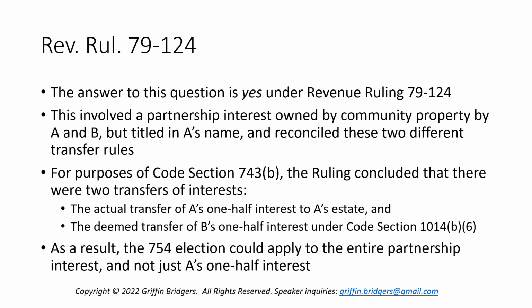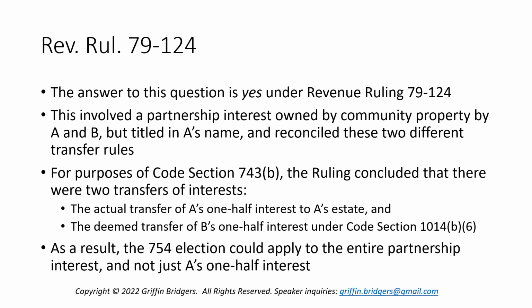Now, it was titled solely in A's name, but the community property laws said that technically A is treated as a 1/2 owner and B is treated as a 1/2 owner for both state law purposes and tax law purposes. So, what this ruling held is that for purposes of Code Section 743(b), there were two transfers of interest here sufficient to meet that requirement. One was an actual transfer of A's 1/2 interest to A's estate upon A's death, and the other is a deemed transfer of B's 1/2 interest to B technically under Code Section 1014(b)(6).